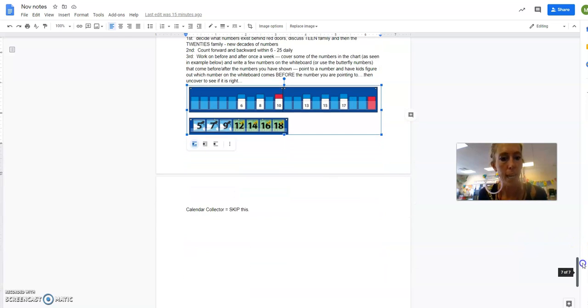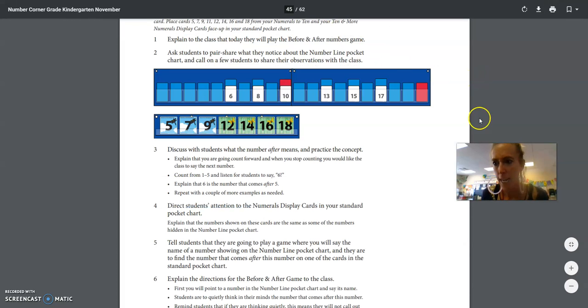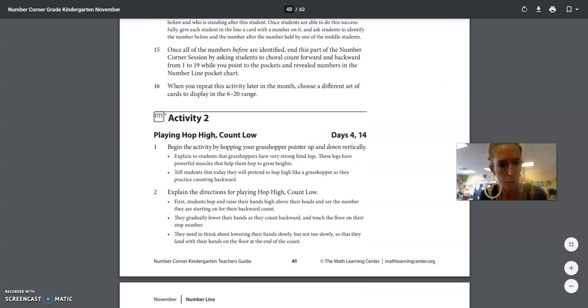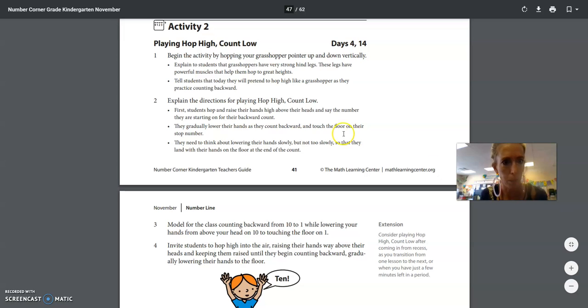All right, and then it has you skipping calendar collector. There's one other thing that I now remembered that I forgot. And in your notes, this is the actual Bridges notes as I scrolled through, there is a game called Playing Hop High, Count Low. And they say, consider playing Hop High, Count Low after coming in from recess as you transition from one lesson to the next, or when you just have a few minutes left in a period, because of course you're always trying to fit in more, right?